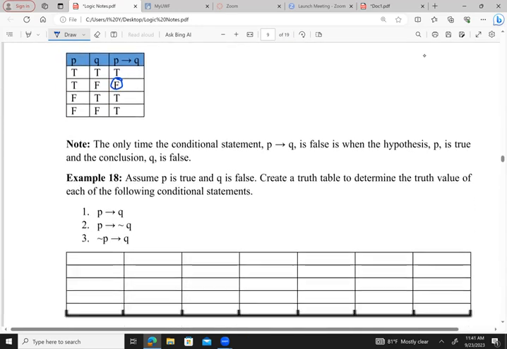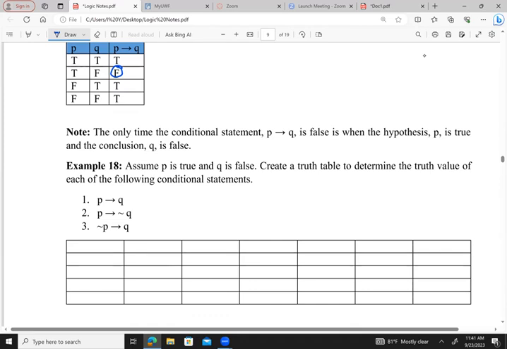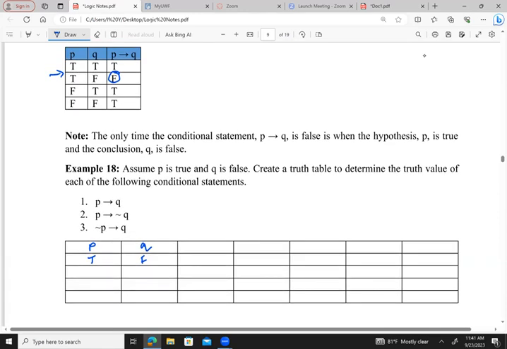So let's look at some of this. Assume P is true and Q is false. So we're looking at a particular instance. P is true and Q is false. So first we want to look at P then Q. As you see, if P is true and Q is false, then this is false.